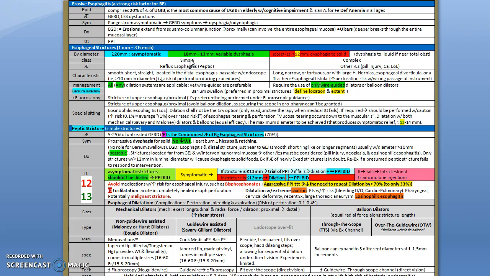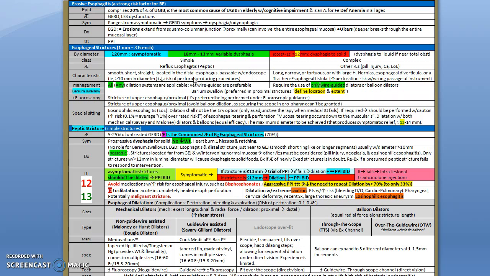Strictures are either classified into simple or complex. The simple are usually related to reflux disease, while the complex might be related to extensive reflux disease or other etiologies like biliary esophagitis, cancer, eosinophilic esophagitis. The simple stricture usually is short, smooth, and straight, while the complex are usually long, narrow, and tortuous.